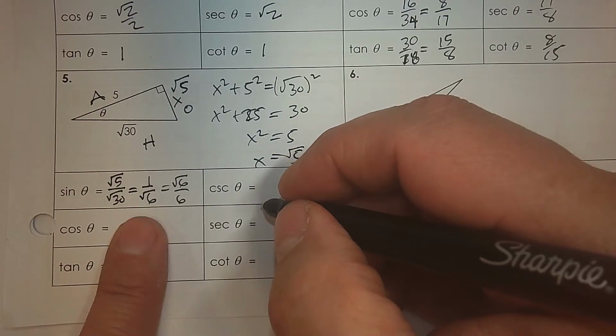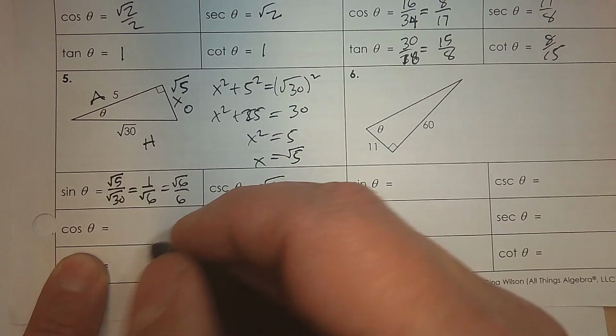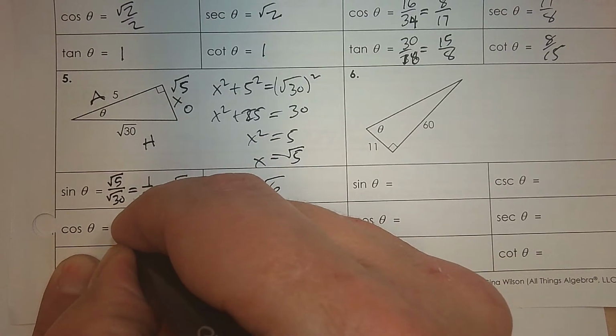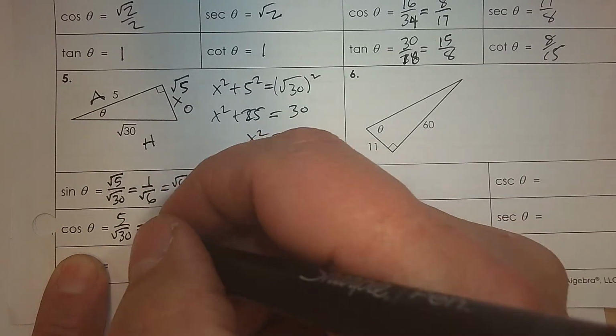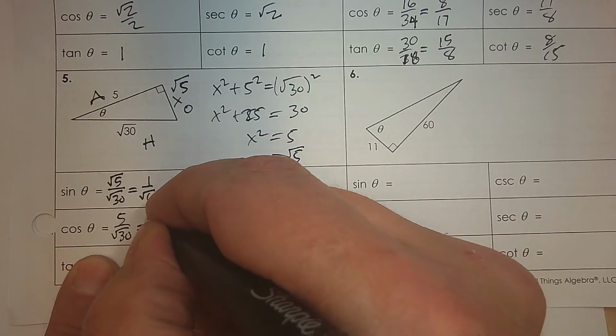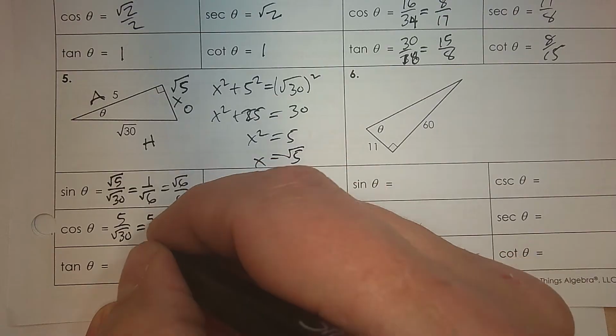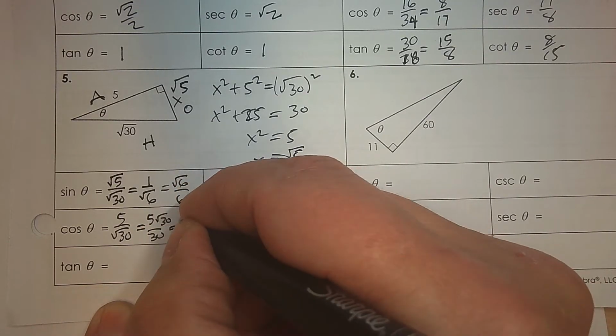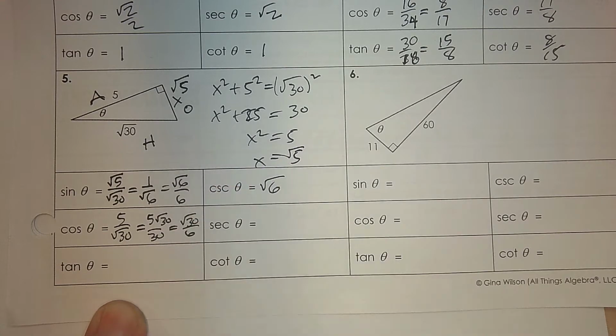The reciprocal of that is just root 6. Cosine is going to be 5 over root 30. I have to multiply top and bottom by root 30. So we have 5 root 30 over 30, and then 5 goes into 30 six times. So it's root 30 over 6.